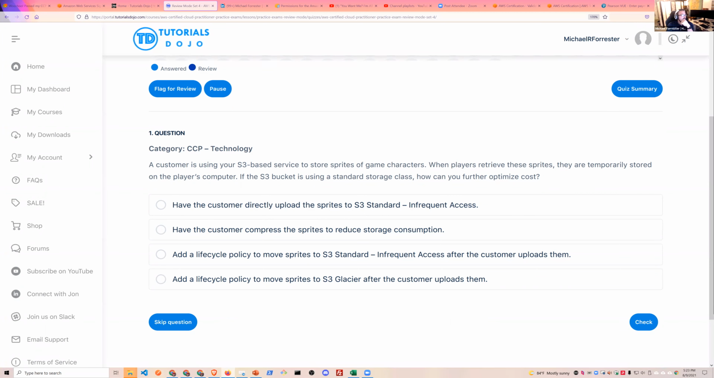So let's do it. Customers use an S3 based service to store sprites of game characters. Sprites, that's a word you don't hear a whole lot. Basically, that means pictures, I think. When players retrieve these sprites, they are temporarily stored on the player's computer. If the S3 bucket is using a standard storage class, how can you further optimize costs?